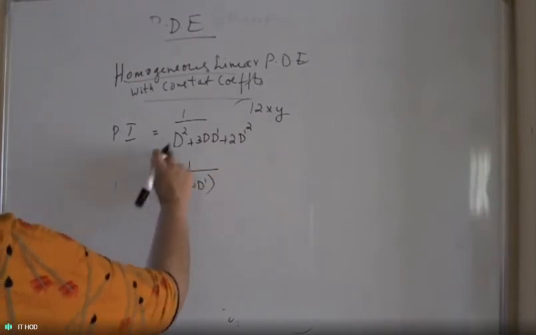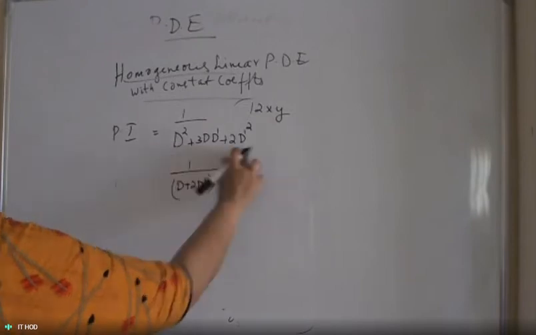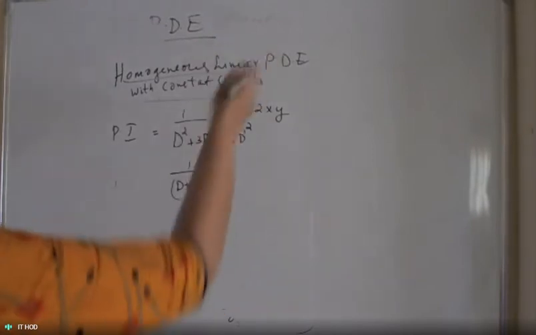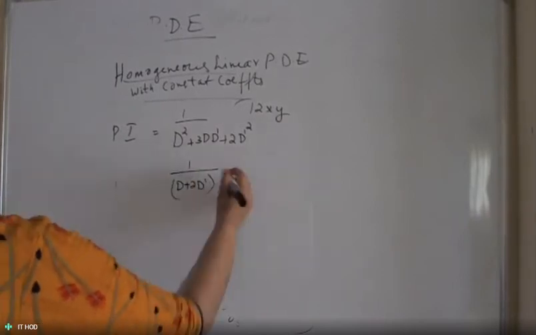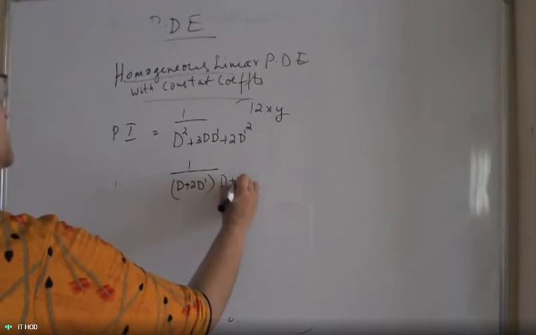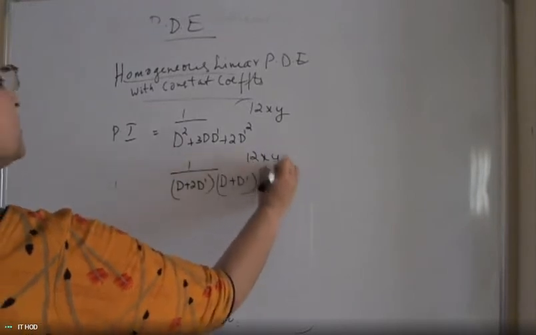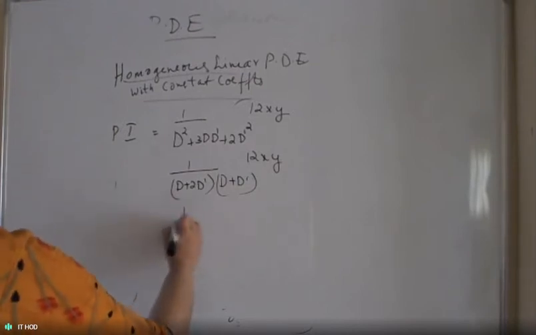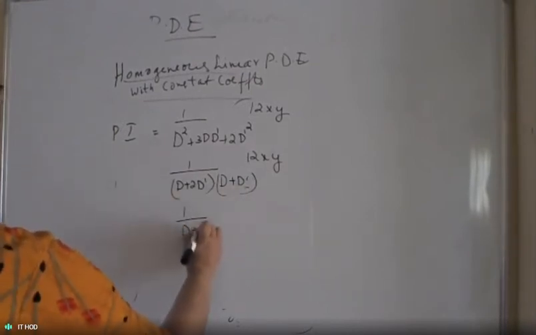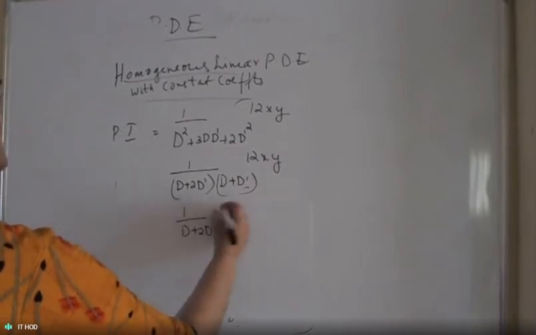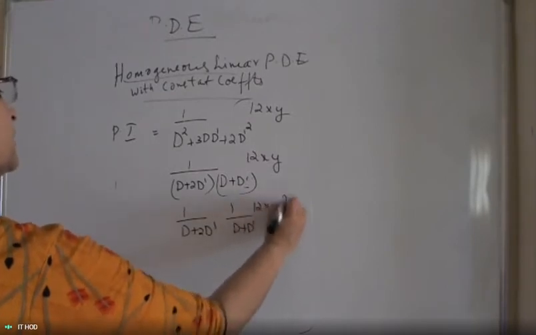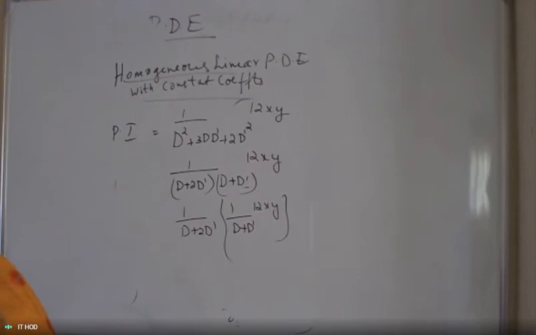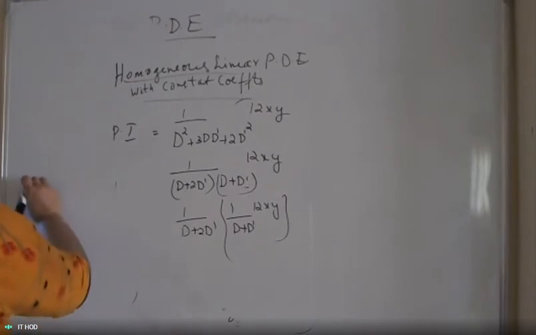Convert, this is the general rule. Okay. Convert this into, I didn't write the general rule over there, I think. It is in your notebook. Convert this into linear factors like this. That is, this is equal to D plus D dash into D plus 2D dash of 12xy. Okay, so first what we have to do, we have to take one part first, D plus 2D dash, keep it aside, and we are just concentrating on D plus D dash of 12xy.